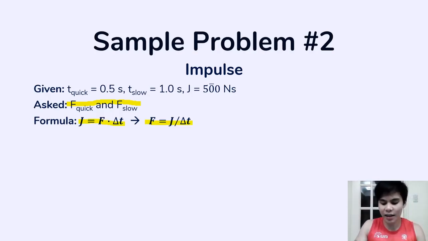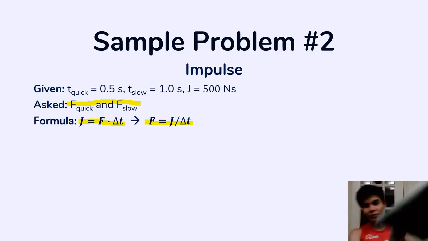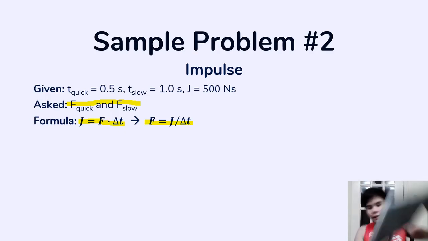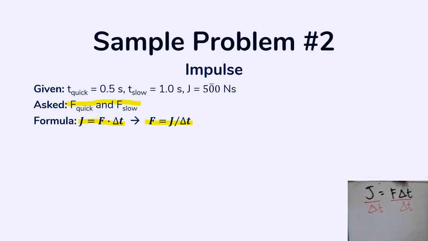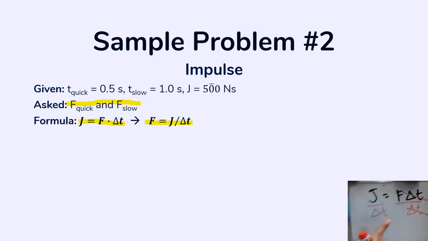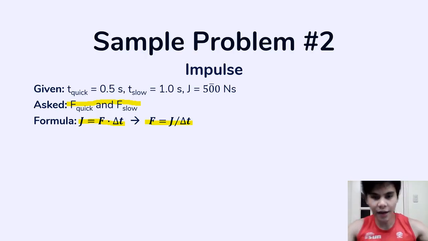All right, so once again, if we start with J equals F delta t, we just isolate our F by dividing both sides by delta t. Again, if we divide both sides by delta t, as you can see here in the video feed, the delta t cancels and we get F is equal to J over delta t, which is precisely our modified equation listed down in the formula.